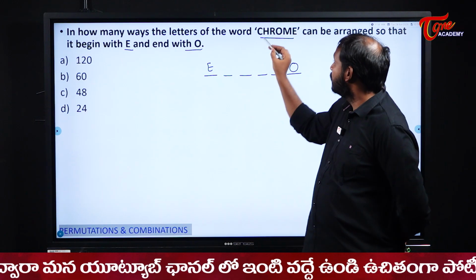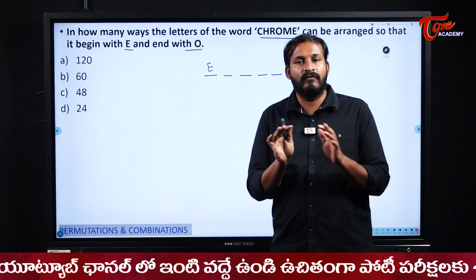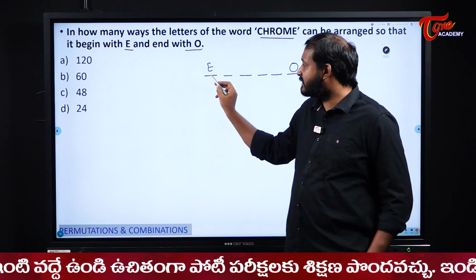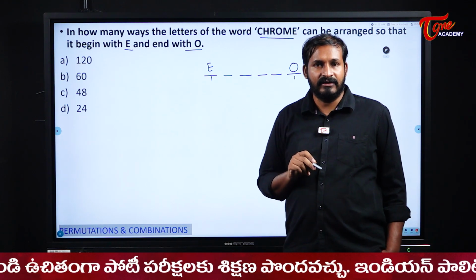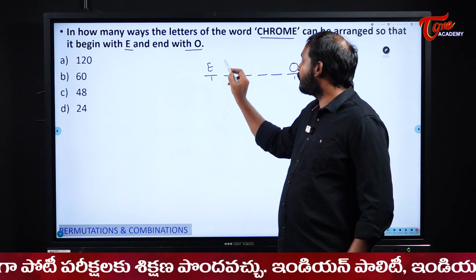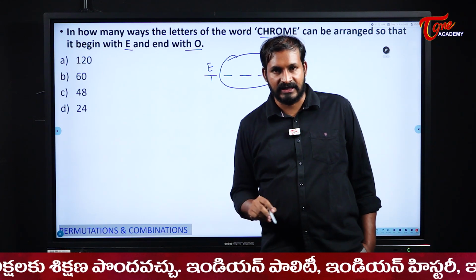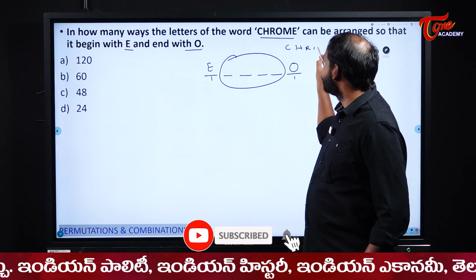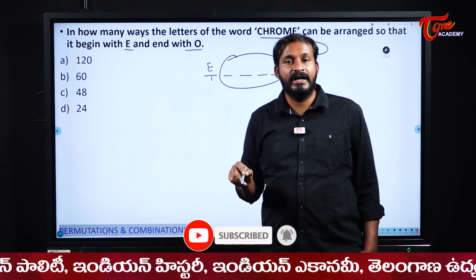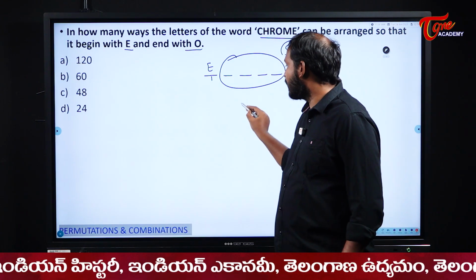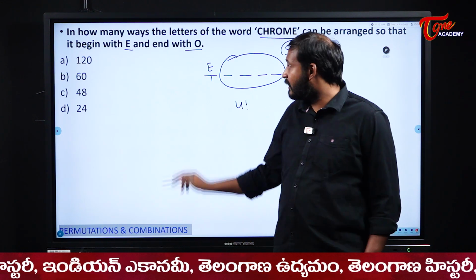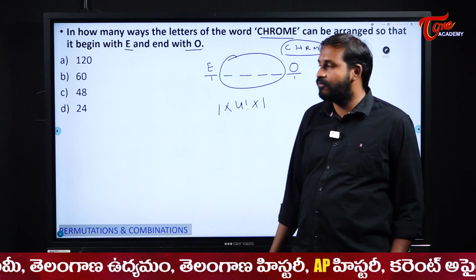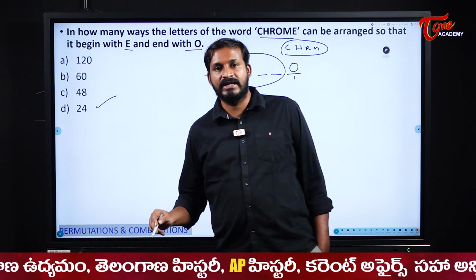Now out of 6, all are different, so there is no need to worry about repetition and denominators. 2 positions are already fixed, only 1 way each. Now how many positions are left? 4 positions are left. And how many letters are left? C, H, R, M. 4 letters, 4 objects and 4 positions. In how many ways can you arrange them? In 4 factorial ways. The first position is 1 way, and the last one is also 1 way. So 1 into 4 factorial into 1 becomes 24. So our answer here becomes 24.